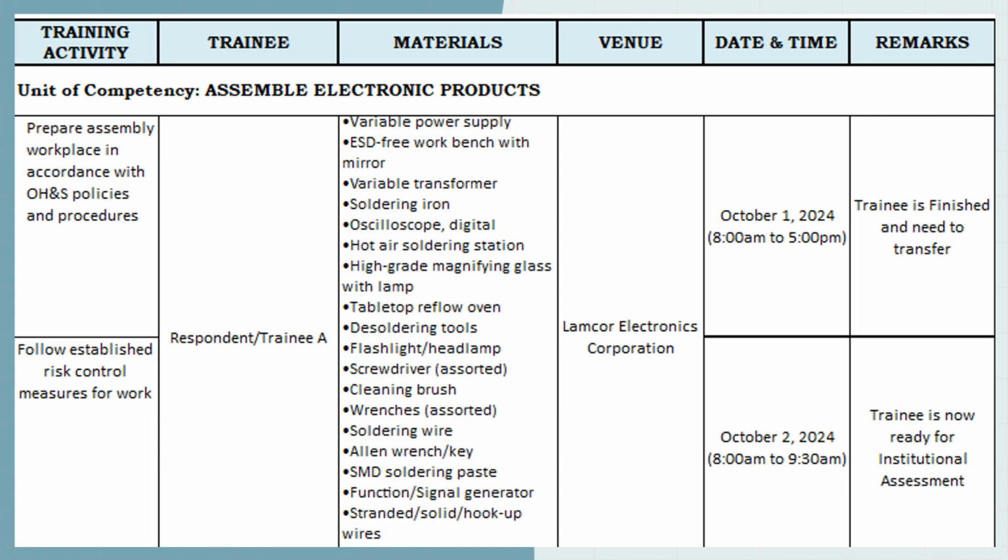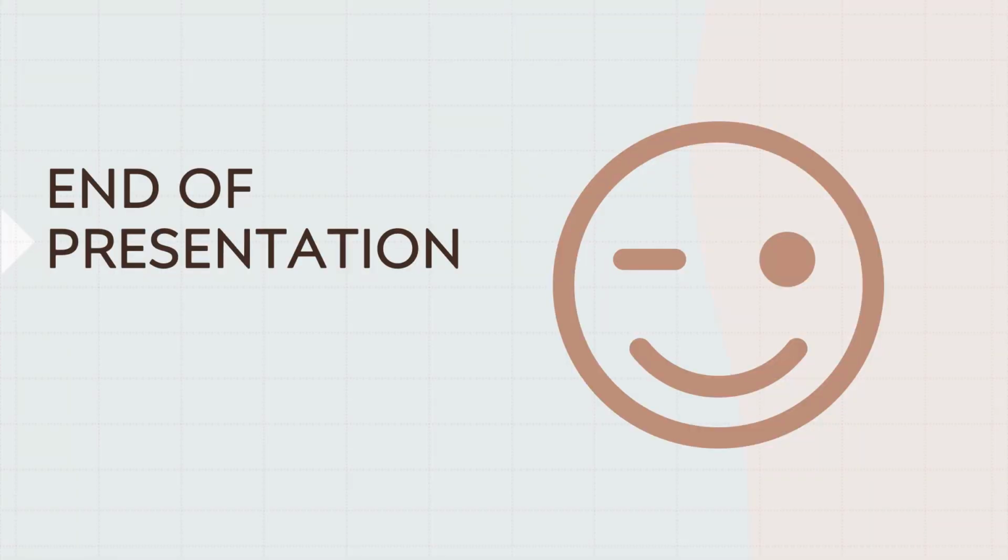If you already finished the training activity matrix, please do not forget that in the upper part, identify the unit of competency. Okay? So you can just simply refer to your training plan, okay? And everything will follow. This ends my presentation.